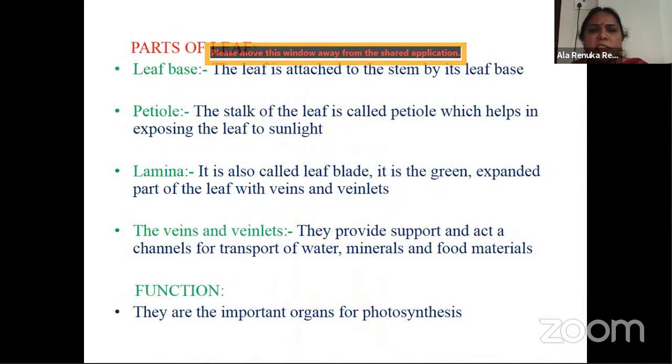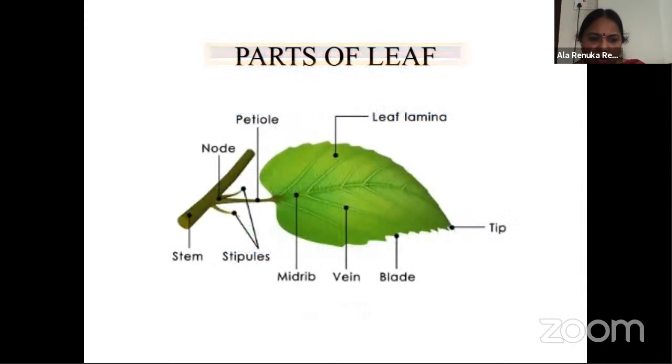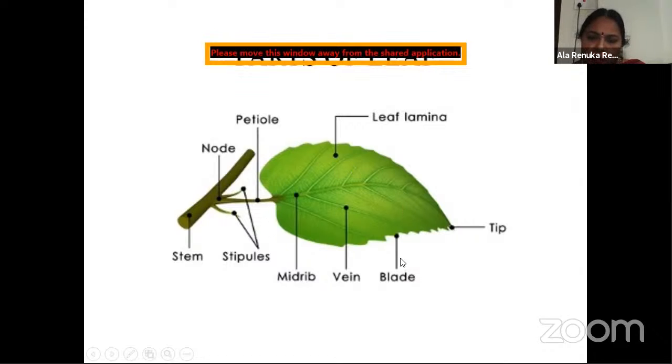The leaf is attached to the stem by its leaf base. The portion with which the leaf gets attached is called the leaf base. This is the leaf base. And the stalk of the leaf is called the petiole. This is the stalk of the leaf. It is called the petiole. And the flat green portion is called the leaf blade or leaf lamina. It is called the lamina or leaf blade.